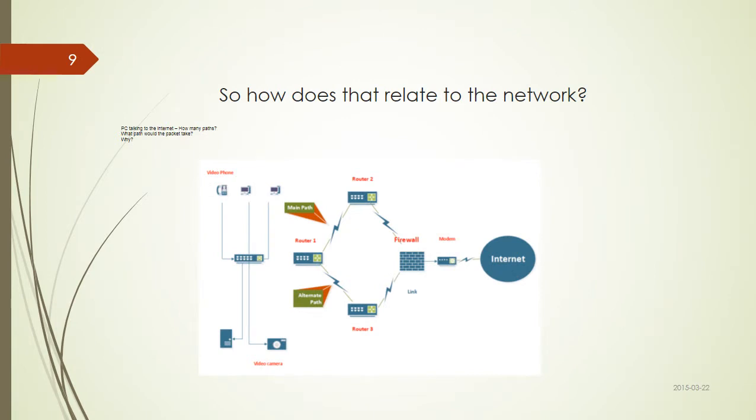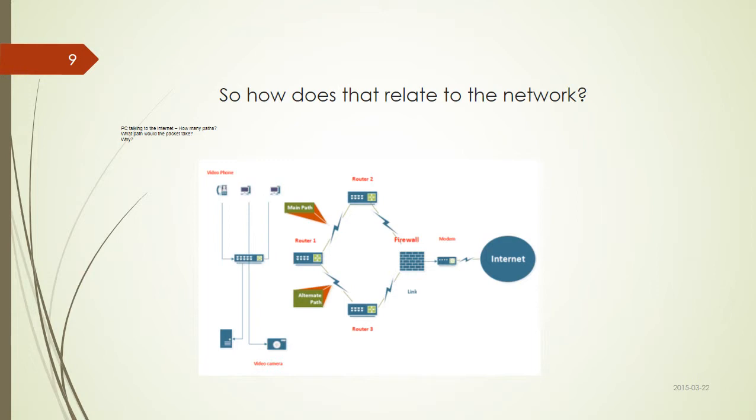If we take the scenario that we just looked at and translate that to how a computer network works, you have various devices to the left, such as a video phone, a video camera, or PCs that are trying to connect to the internet for sending and receiving data. They're all connected to a switch, and then the switch is connected to a router, which then has two paths that go out to the internet. Depending on whether the main path is available or not, the packets would go over the alternate path. So there are multiple paths available.